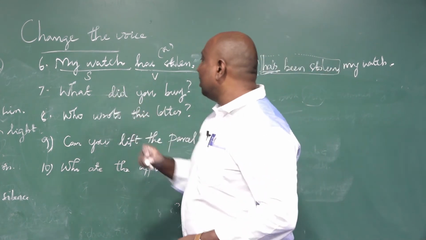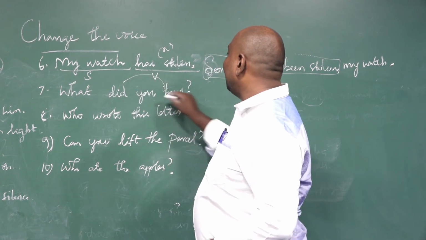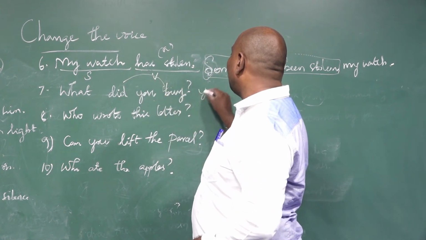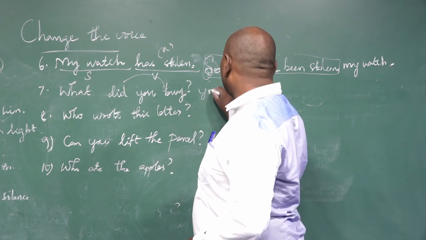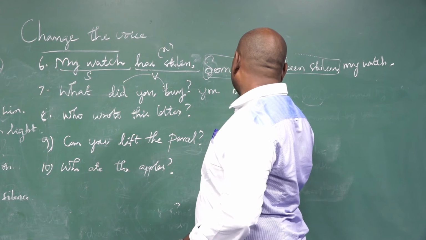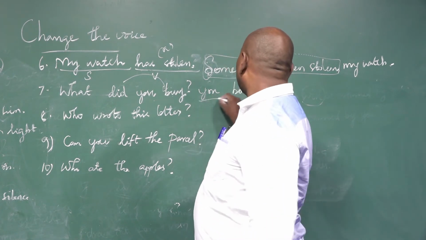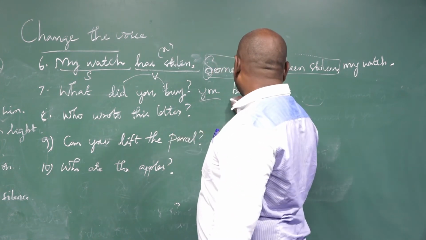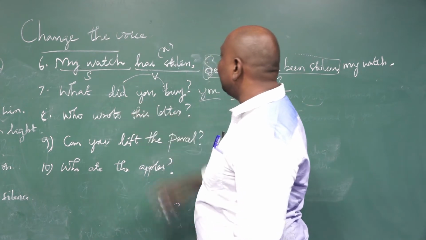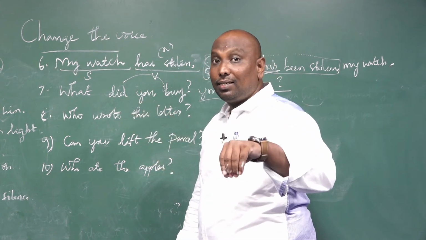Then the next question: what did you buy? I have already clearly told you, we have to make it as a statement. What is the statement? Did plus buy, we'll change it as bought. You bought. So the object is what, which is not given in this line. So bought emphasizes the active voice and also the simple past.